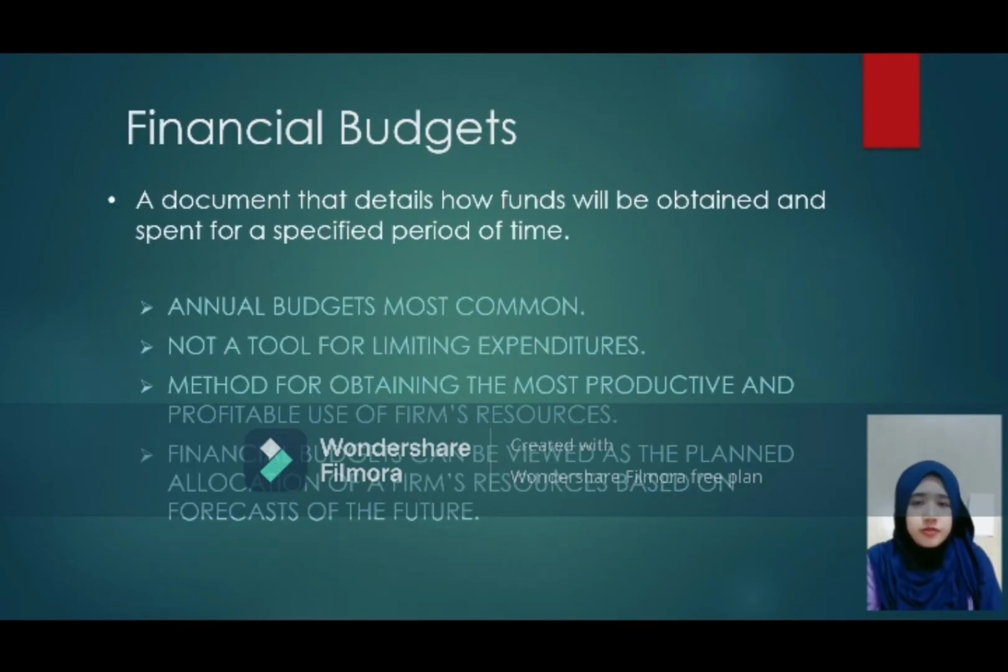Next, about financial budget. It is a document that details how funds will be obtained and spent for a specified period of time. An annual budget is most common. It is not a tool for limiting expenditure, but a method for obtaining the most productive and profitable use of firm resources. A financial budget can be viewed as the planned allocation of a firm's resources based on a forecast of the future.